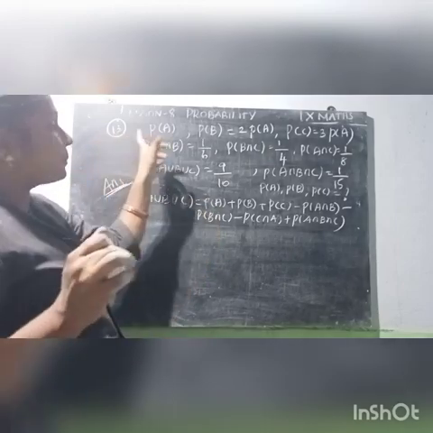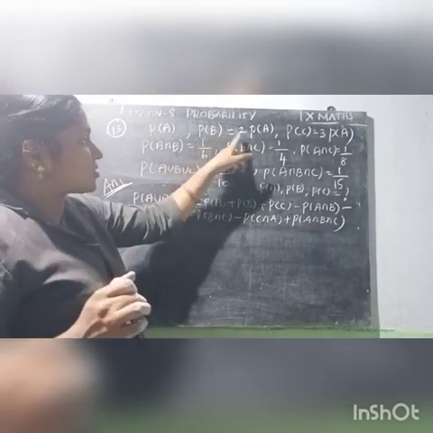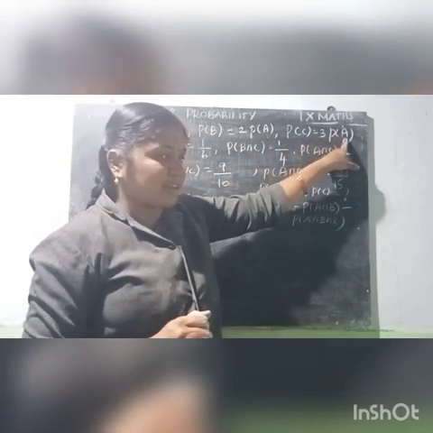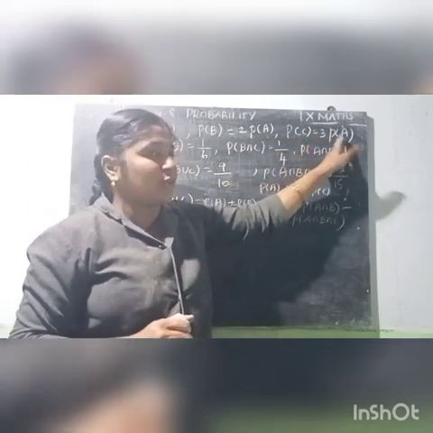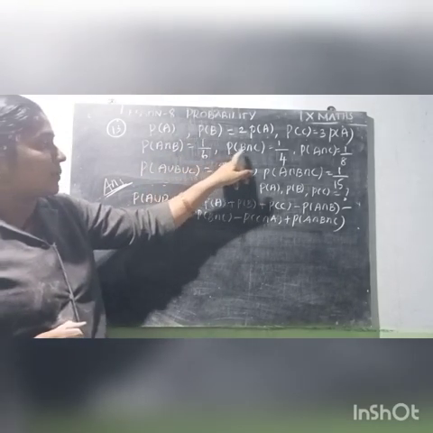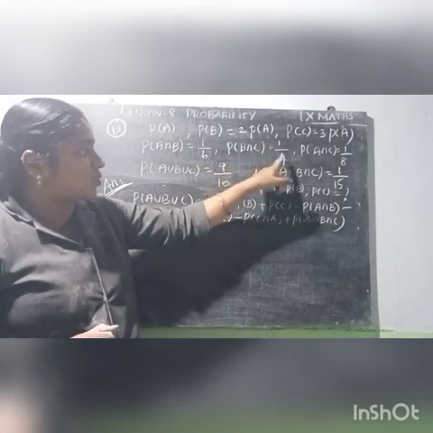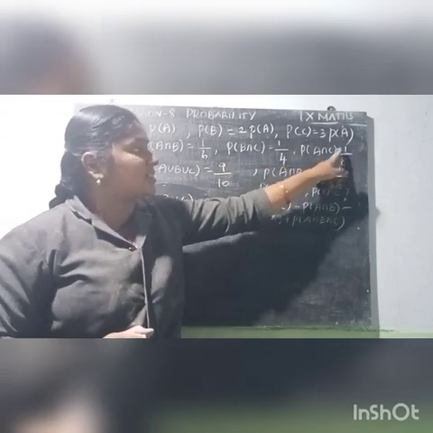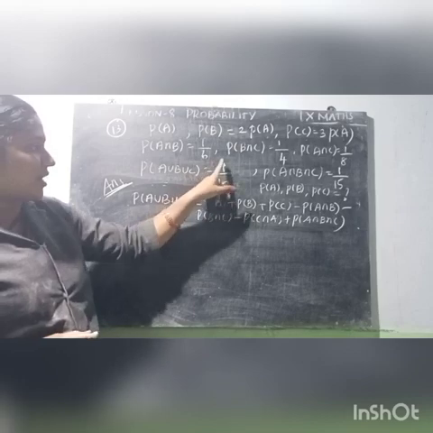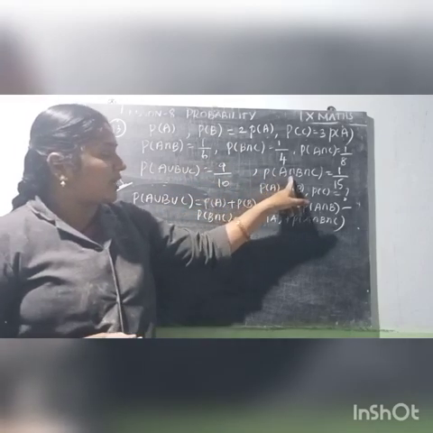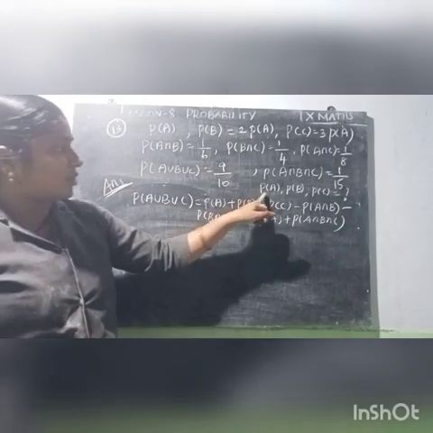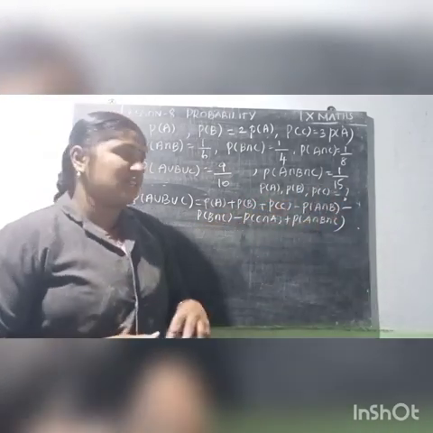See 13th sum: P of B is twice P of A, as given in the question. P of C is thrice P of A, so P of C equal to 3 into P of A. Now P of A intersection B value is 1 by 6. P of B intersection C value is 1 by 4. P of A intersection C value is 1 by 8. P of A union B union C value is 9 by 10. P of A intersection B intersection C value is 1 by 15. Find P of A, P of B and P of C values.